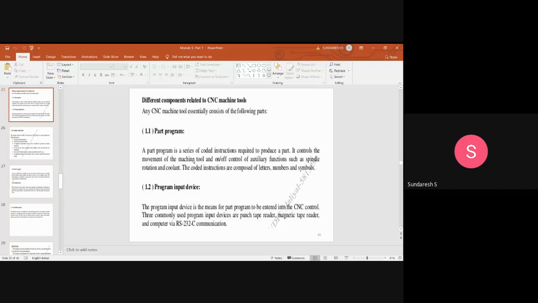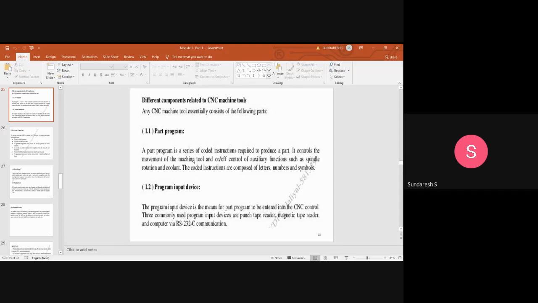And the second important thing is the program input device. Generally, the program input device means how you input the part program to the CNC control.